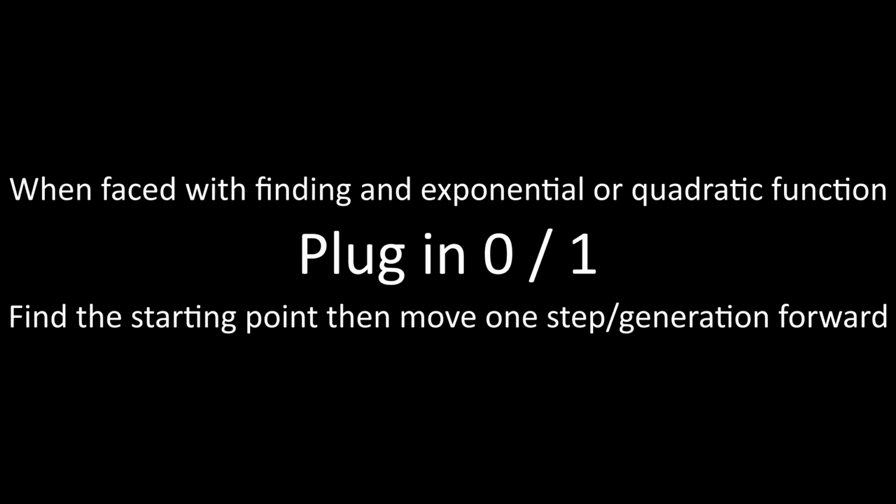So this next tip applies to exponential functions. If you have a problem that deals with exponential growth or exponential decay, or even a quadratic, it's sometimes helpful to plug in 0 or 1. And that means you find your starting point, and then you go 1 forward. So 0 is going to be a starting point, and then 1 would be the next step. That may seem kind of confusing, but let's actually put it into use with this problem.